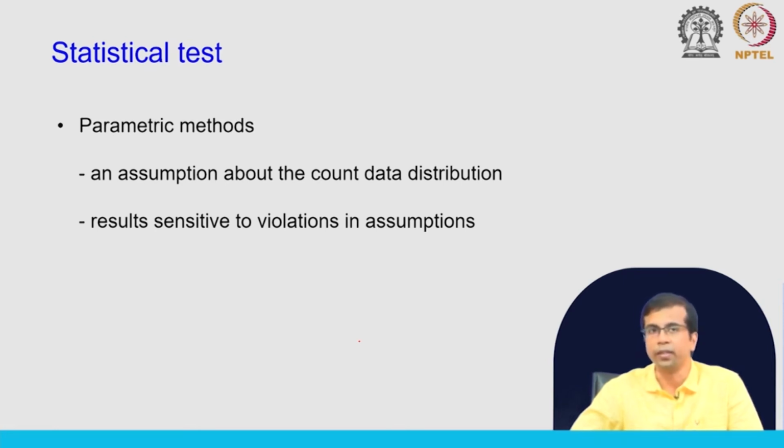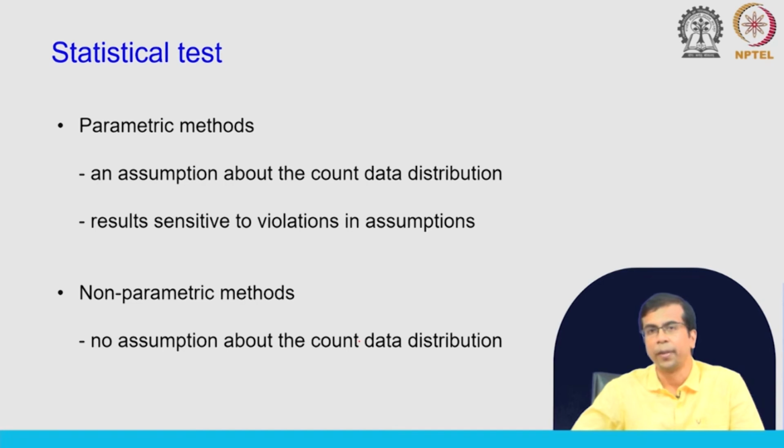So these results will be sensitive to violations in assumption. If your distribution is not following that assumption, let us say you assume your data follows a normal distribution, but the distribution is not actually normal, then of course the results will be a bit sensitive and it might give you some false positives. On the other hand, you have non-parametric methods, where there is no assumption about the count data distribution. So they are not sensitive to these violations in assumption, because they are not assuming any count data distribution. They usually are more robust because they can take any form of shape, any form of distribution, and the results will be valid.